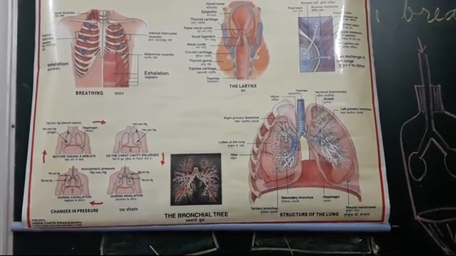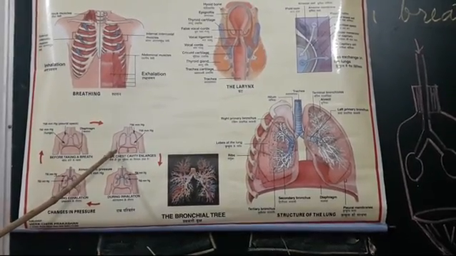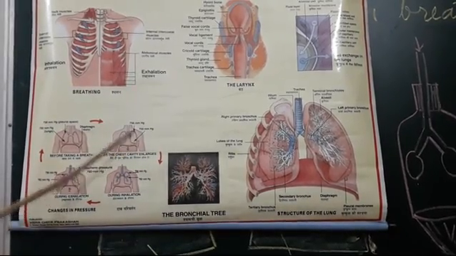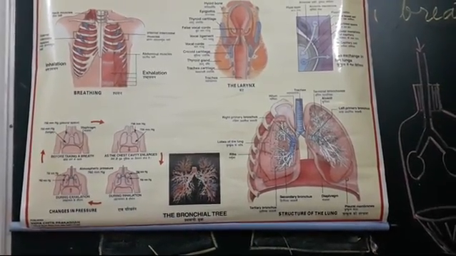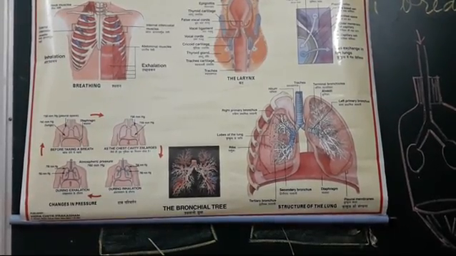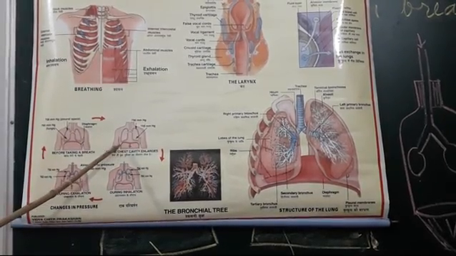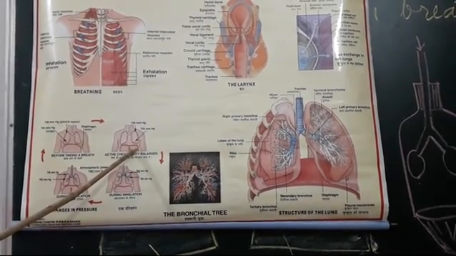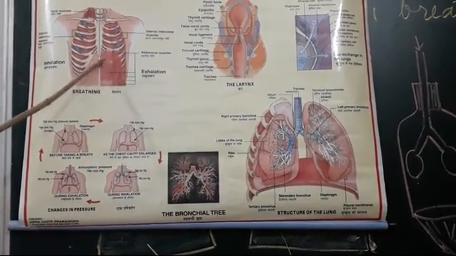When the diaphragm gets flattened, it presses inside on the abdominal organs. And what are the abdominal organs? This includes liver, stomach, large intestine, small intestine, spleen, etc. So it presses inside, and the abdominal muscles get relaxed and the abdominal wall moves outward, thus increasing the chest cavity.